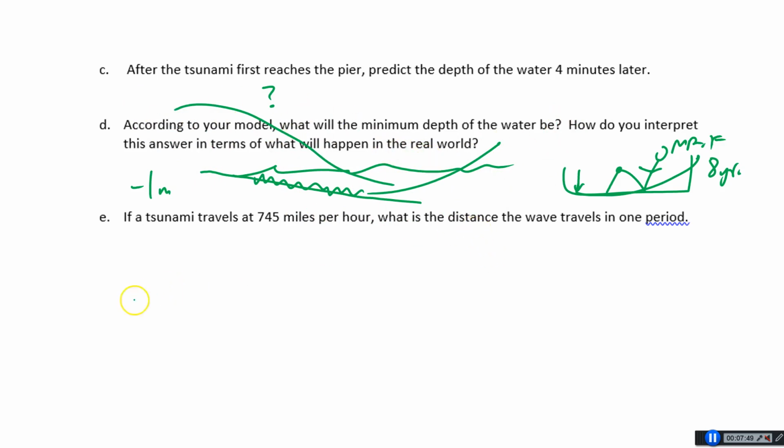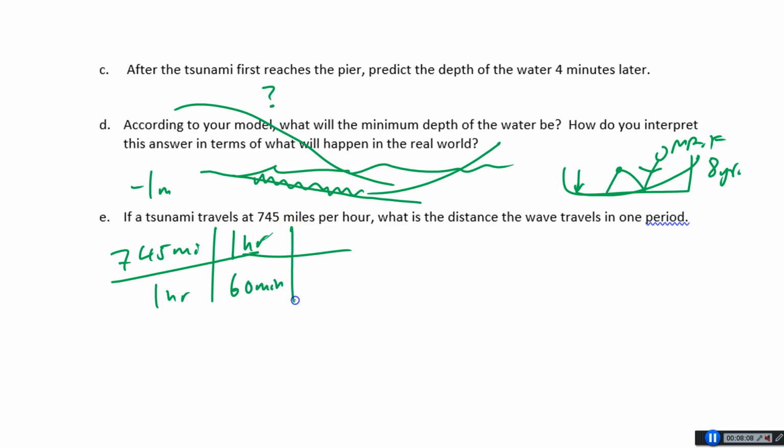Kind of cool. All right, so a tsunami travels at 745 miles per hour, 745 miles in 1 hour. What is the distance that it travels in one period? We want to figure out how far this is in terms of miles, maybe, in one period, which is 15 minutes. So 1 hour is 60 minutes, and then it's 15 minutes to 1 period. So what I would do here is 745 times 15 divided by 60.